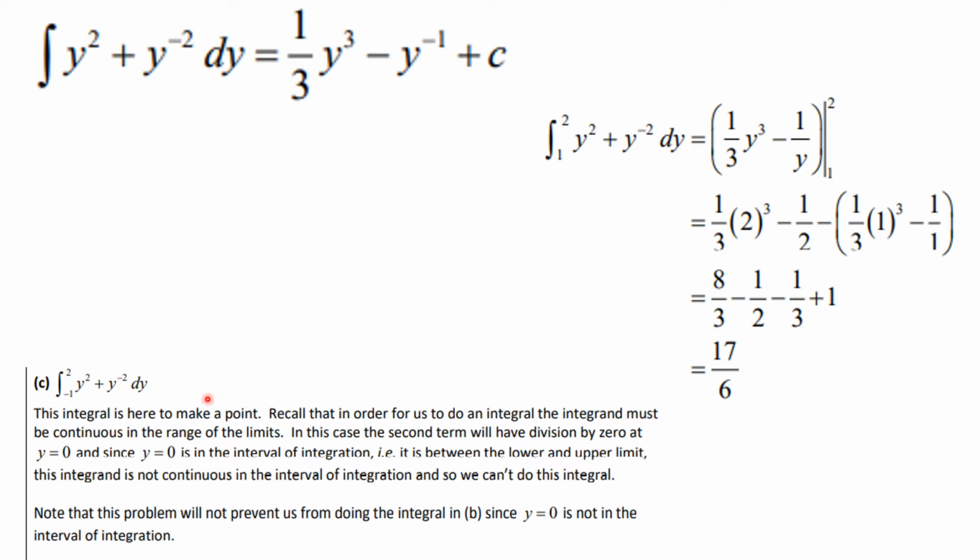Now, number c, and you have to be careful here, the integral is here to make a point. Recall that in order for us to do an integral, the integrand must be continuous within the range of the limits. In this case, the second term will have division by 0 at y equals 0. And since y equals 0 is in the interval of integration, it's not continuous, and we can't use the fundamental theorem of calculus to evaluate that integral. Now notice this is different than what we did in this problem, because 0 was not in this interval of integration.